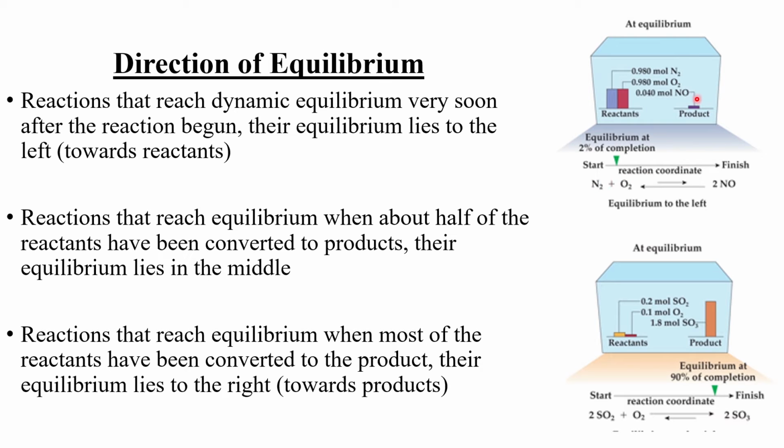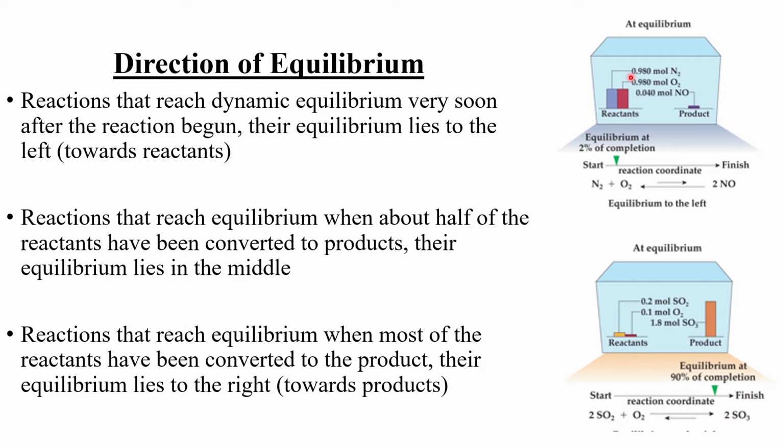The example that we saw in the previous slide, where we started with 1 mole of nitrogen and 1 mole of oxygen, and after the reaction we only got 0.040 moles of nitrogen monoxide and no change in this concentration, means that the reaction is at equilibrium. We have mostly reactants in the reaction mixture and very little product. So this reaction reached equilibrium very soon after it began, and we mostly have the reactants in the reaction mixture. For this reaction, the direction of the equilibrium will be towards the left, where we have our reactants.